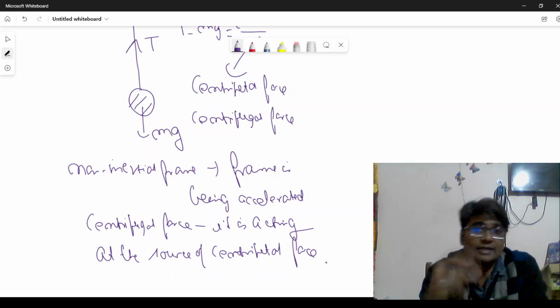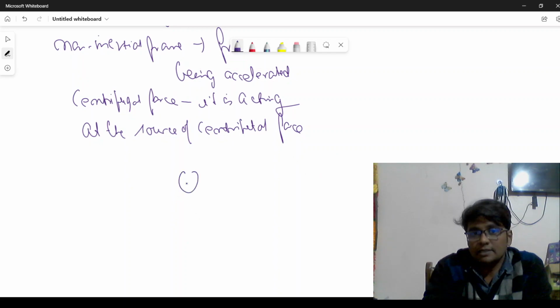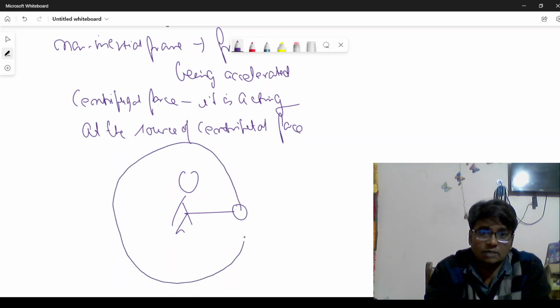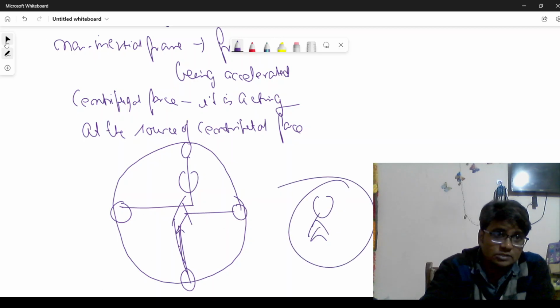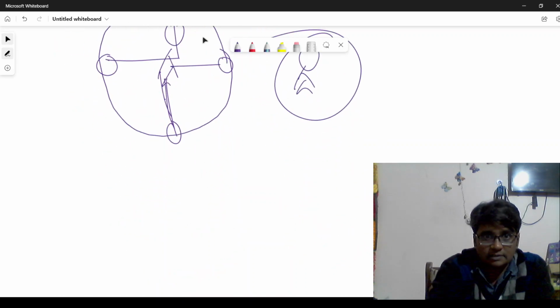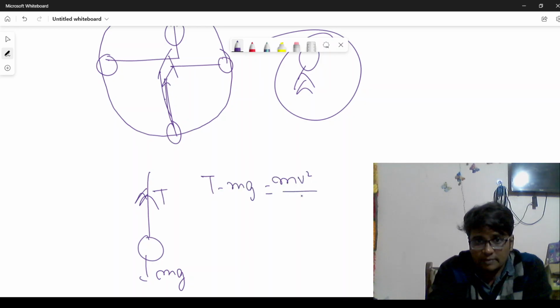But someone who is standing outside, like a friend of mine who is standing and seeing me rotate a mass with a string in circular vertical motion, if he has to draw the free body diagram, he will say that this is mg, this is T. And T minus mg will be given as mv square by r, which is actually the centripetal force.